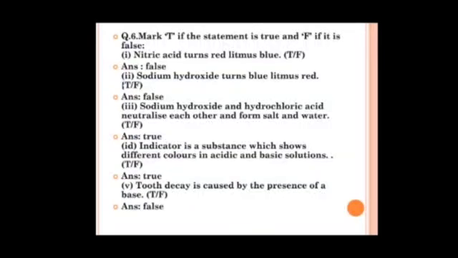Yes, because previously I told you we cannot taste all substances. By tasting we can identify whether it is an acid or a base, but for that some special substances are there to decide whether a substance is acidic or basic. These substances change their color when added to acids and bases, and they are called indicators. An indicator is a substance which shows different colors in acidic and basic solution. This statement is true.